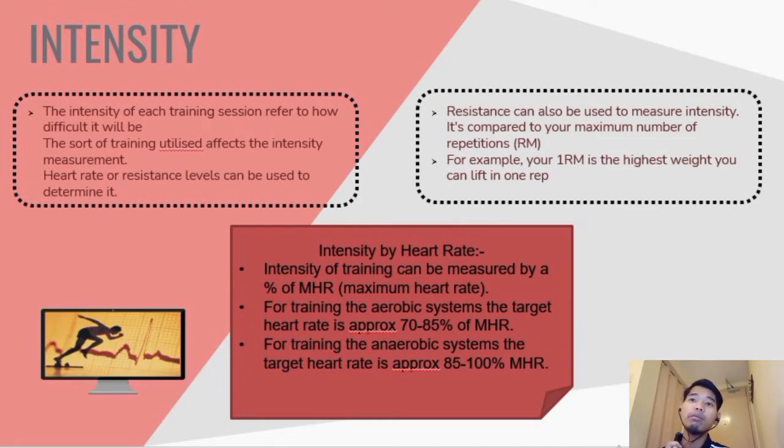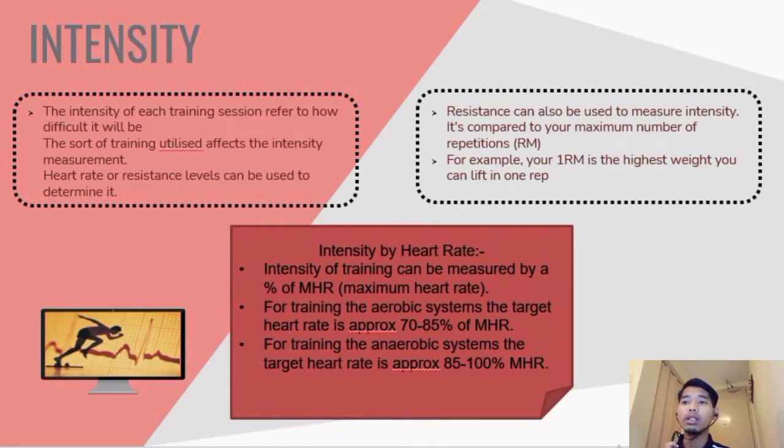So for 1 RM, 1 RM refers to the highest weight you can lift in one repetition. So for example, if you want to do 75% intensity, and your 1 RM is about 70 kilograms, you should multiply 70 kilograms by 0.75 to get 75% of your intensity.